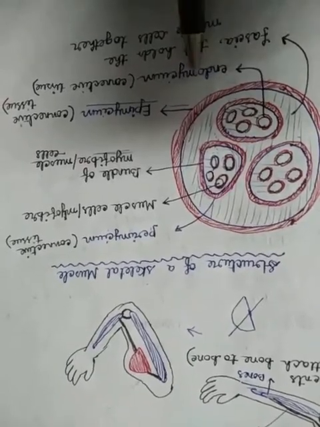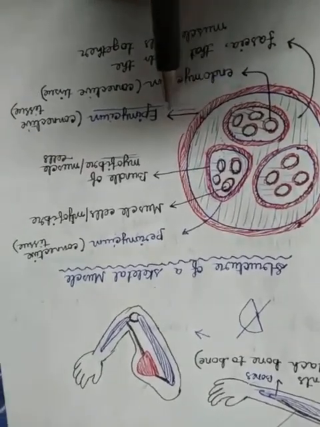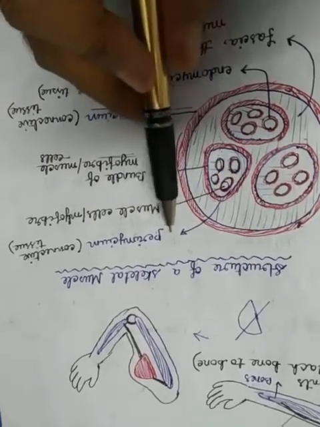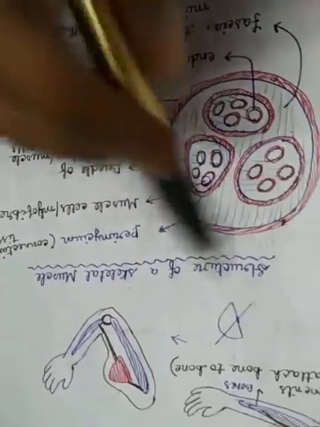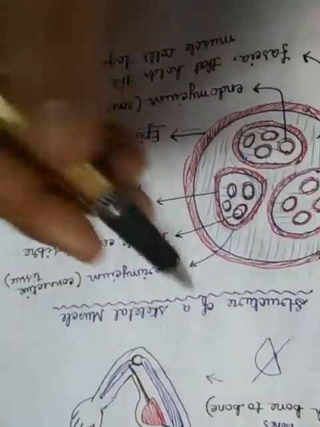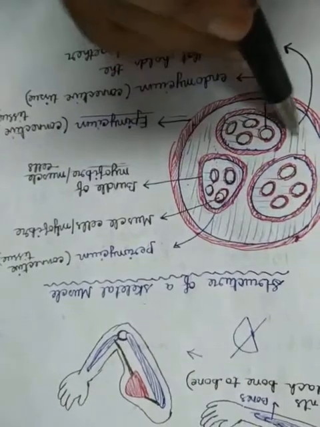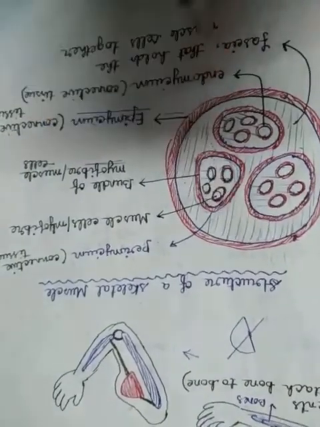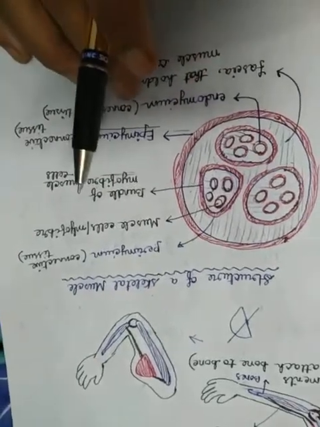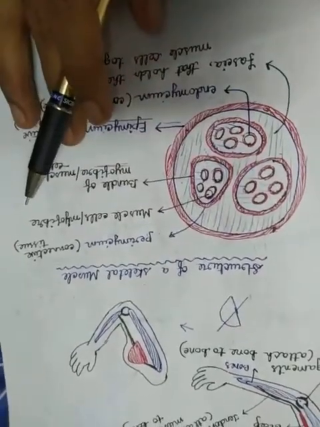This one is the endomysium, the outer portion of the section is epimysium, and the outer portion of the bundle is called perimysium. In between, here also some connective tissues are present that hold these muscle cells together. This portion is called fascia. So this is the entire structure of a section of a skeletal muscle.